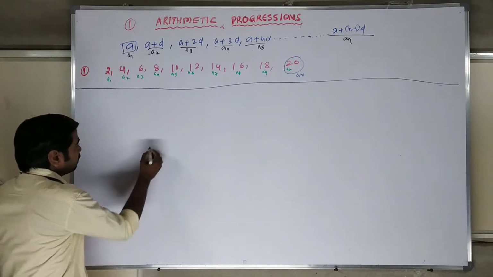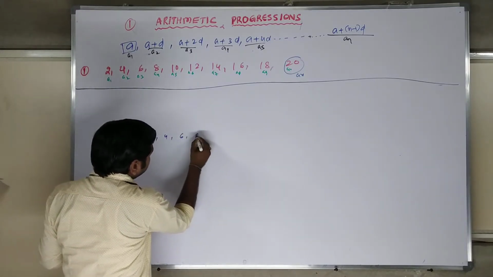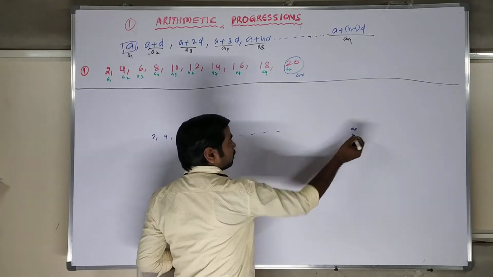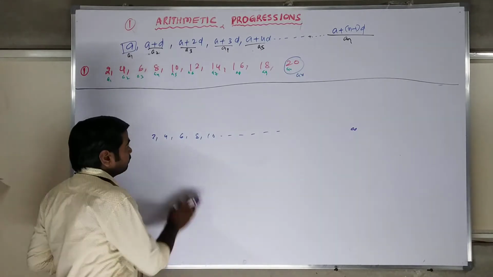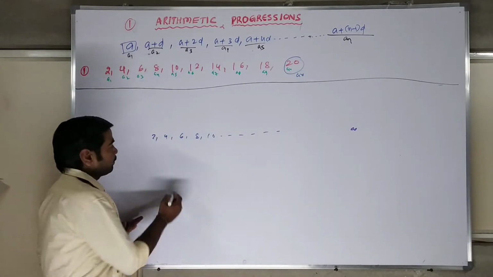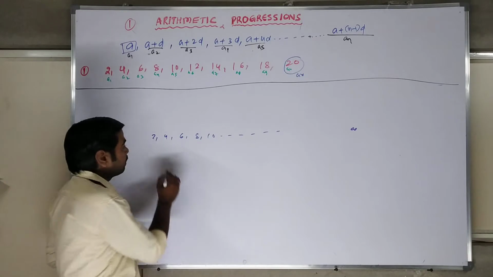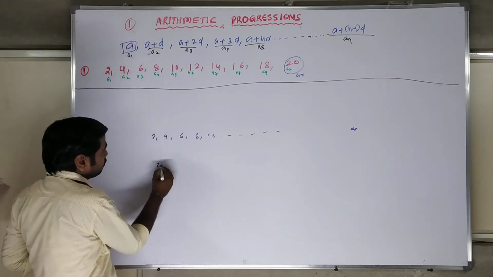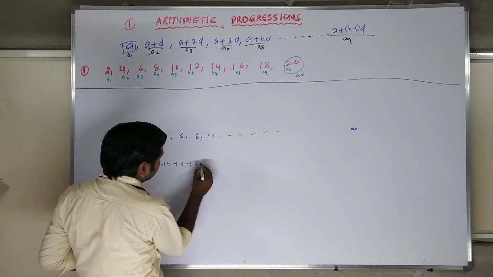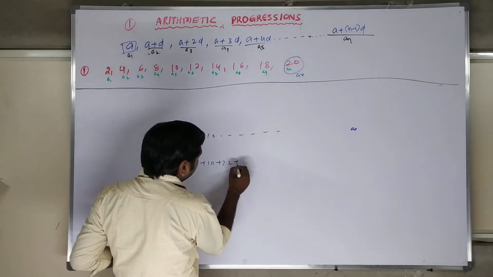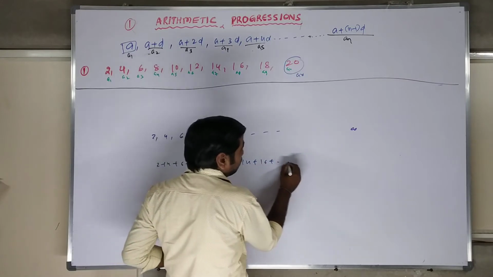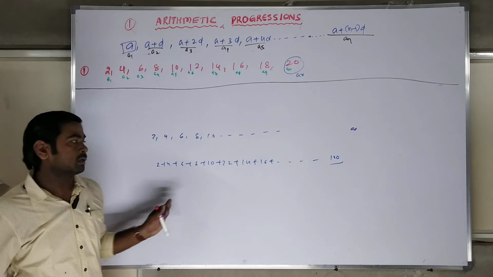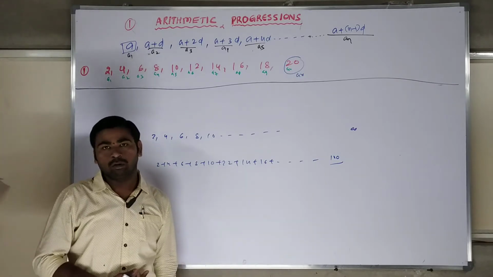One example I can write: 2, 4, 6, 8, 10 and so on, the series going on till infinity. If you want the sum of 50 terms, I would have to add 2 plus 4 plus 6 plus 8 plus 10 plus 12 plus 14 plus 16 and continue till 100 to get 50 terms. I have to keep adding and summing. It will take a long time.